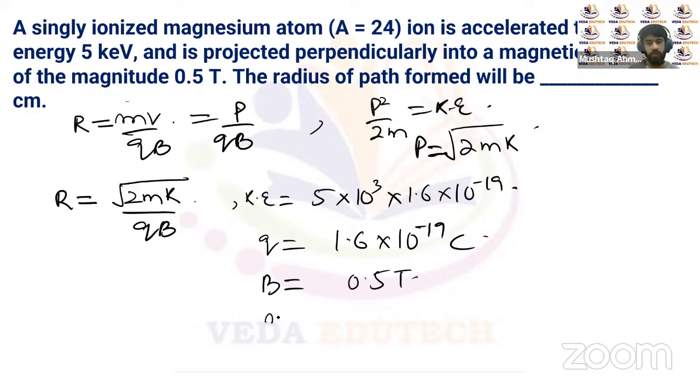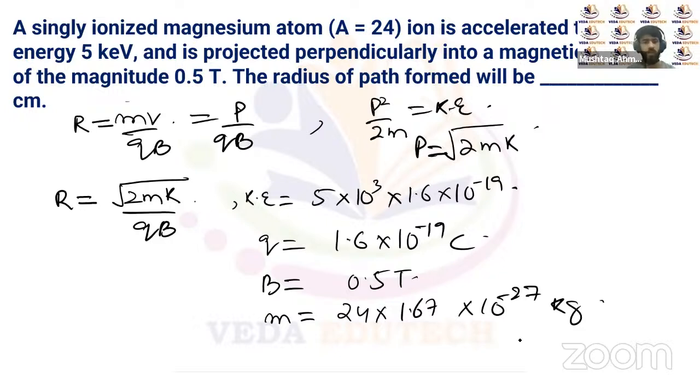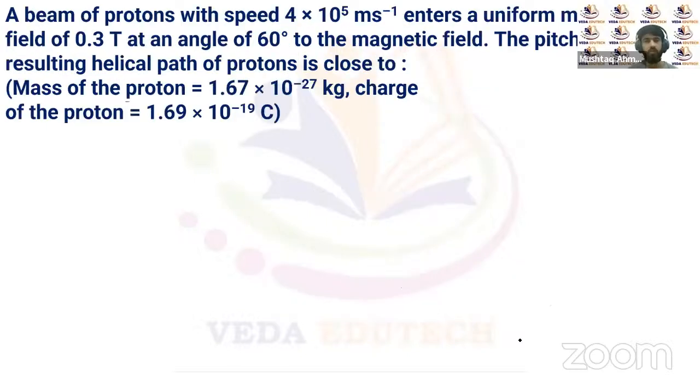Now, talking about the mass: the mass of a single magnesium atom is 24 atomic mass units. Each atomic mass unit is approximately 1.67 into 10 to the power minus 27 kg. So for 24 atomic mass units, it will be 24 times 1.67 into 10 to the power minus 27 kg. You can substitute all the values of kinetic energy, charge, magnetic field, and mass of this magnesium atom to calculate the radius. Now let's move on to another question.